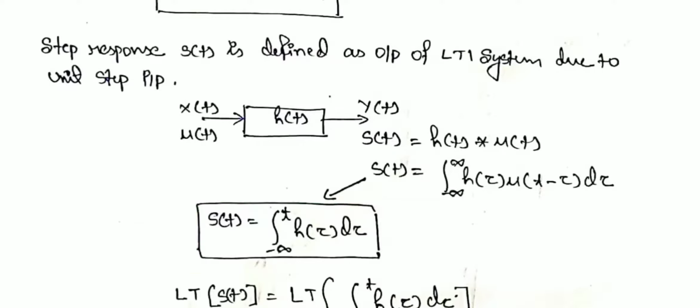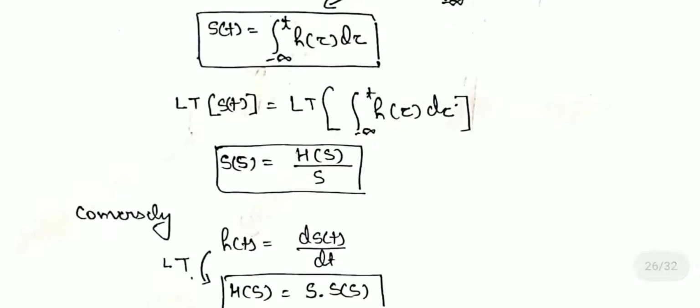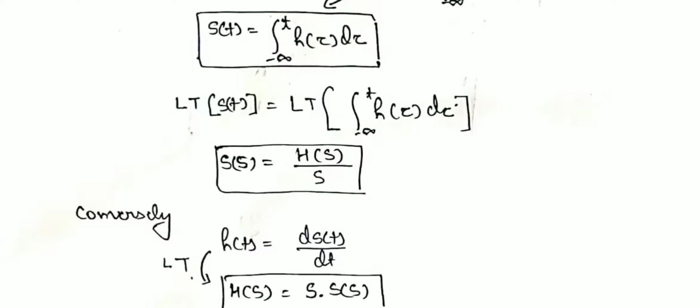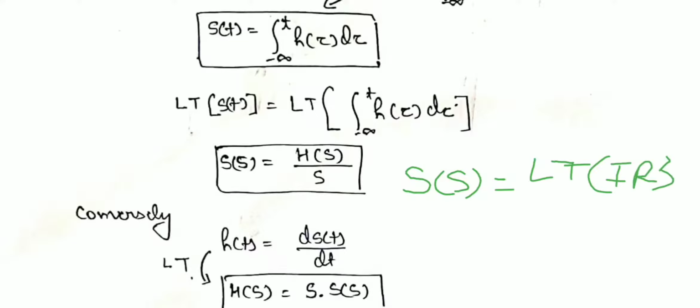But in the case of the Laplace transform, we know that if we take the Laplace transform on both sides, then s(t) becomes S(s), this integral becomes 1 by s, and this h(tau) becomes H(s). This means the step response in the Laplace transform is nothing but the Laplace transform of the impulse response divided by the frequency s.